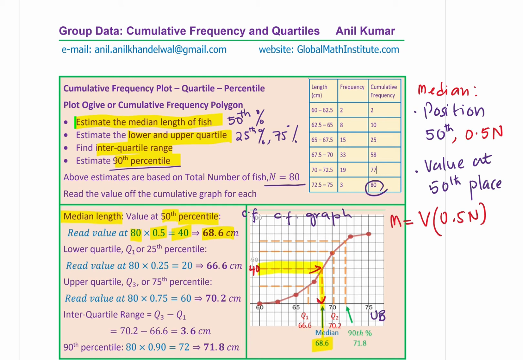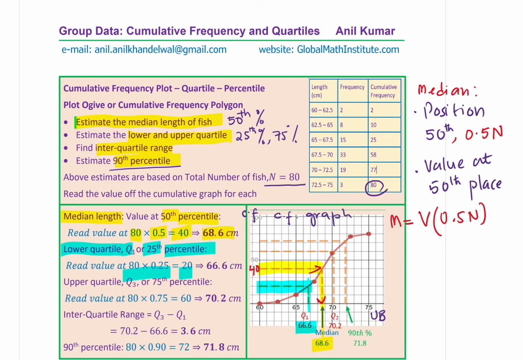So I hope this is absolutely clear. Now for Q1, which is the first quartile, we'll adopt the same method. We also call it the lower quartile. Lower quartile Q1 is the 25th percentile. So we'll multiply 80 by 0.25, which gives us 20. Now, drawing the line at 20 and then reading the value from the graph, we get Q1 as 66.6, as shown here. So that becomes the first quartile.